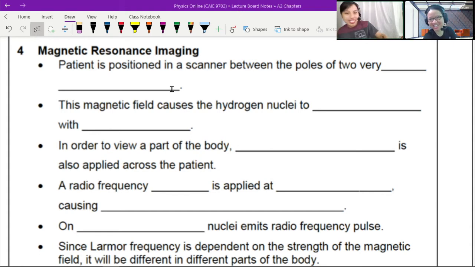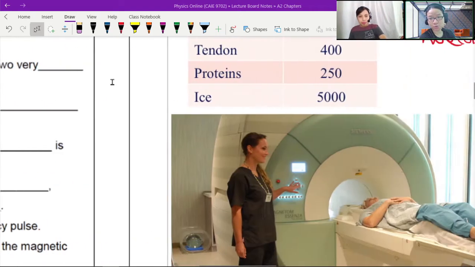So please make sure no watches, no metal, no earrings. Earring that is metal one, cannot. Yeah. Sometimes they will X-ray scan the patient.